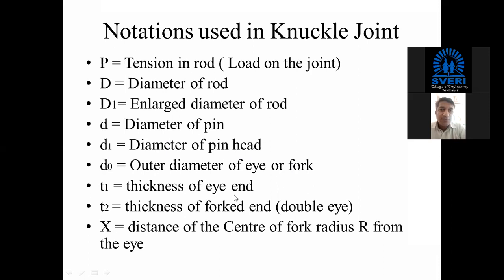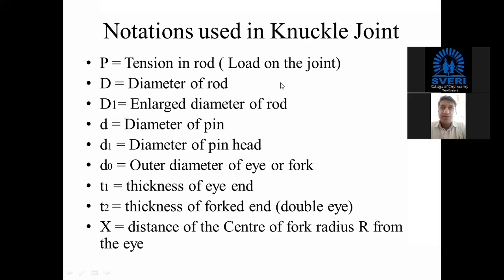T1 is the thickness of the eye end. T2 is the thickness of the fork end. That is the double eye. And x is the distance of the center of the fork radius from the eye. Here I have not explained what is x.